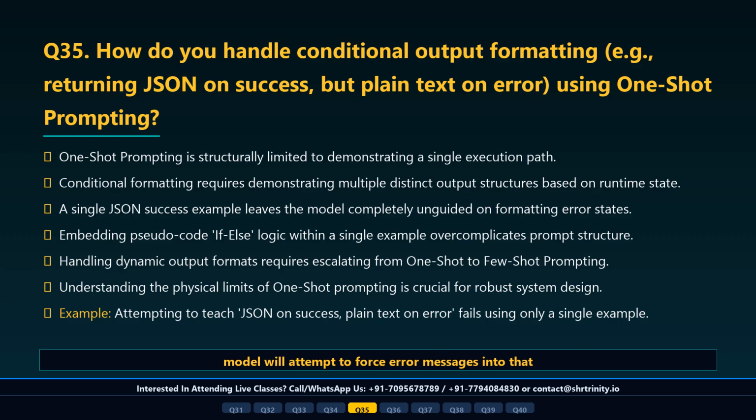Look at the example case. You want valid input equals XML and invalid input equals plain text. If you only provide one example showing the XML path, the model has zero structural references for the plain text error path. The lesson here is clear: conditional formatting requires at least two examples, one for success, one for failure. Knowing when to upgrade from one-shot to few-shot prompting is a hallmark of an expert prompt engineer.